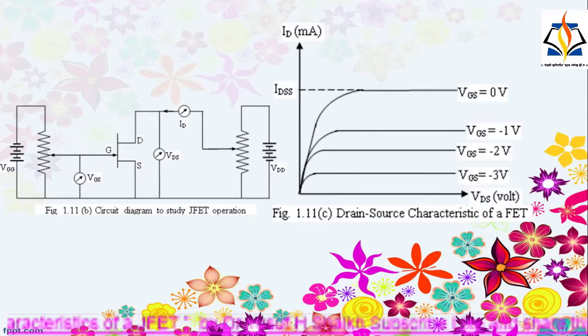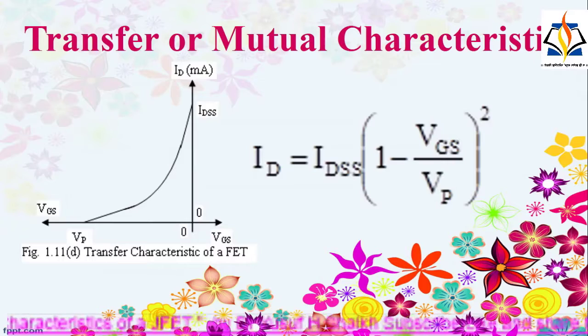If the reverse bias across the gate junction is increased, saturation current decreases as shown in this figure in this slide. Transfer or mutual characteristics. Another junction field effect transistor characteristic is the transfer characteristics. The transfer characteristics are the variations of the drain current ID with variations in the gate source voltage VGS.